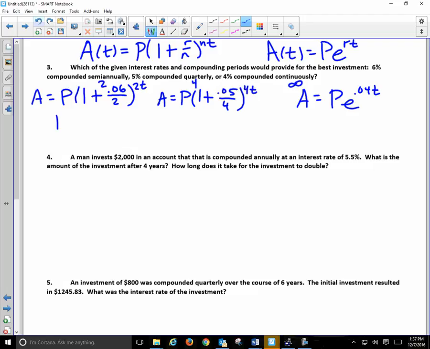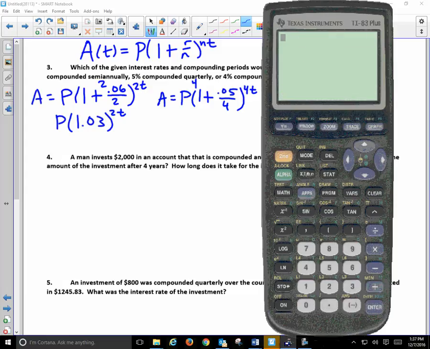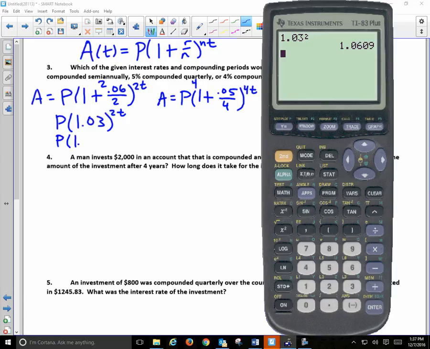For example, we have p times 0.06 divided by 2 is 1.03, and raised to the 2t power. Well, I'm going to use up that 2. How could I use that up and make it go away? What is that 2 asking me to do? Square it. So I'm just going to square it. I'm going to take the 1.03, and I will square it, and I get 1.0609. So now I see P and I see T, and I have a base of 1.0609.